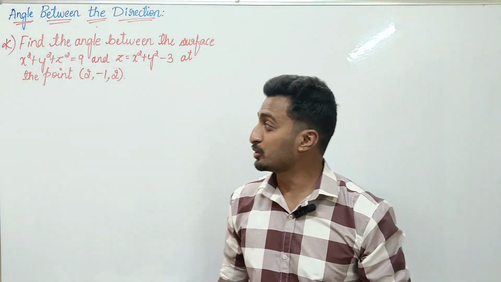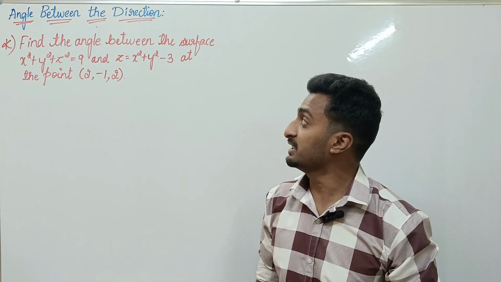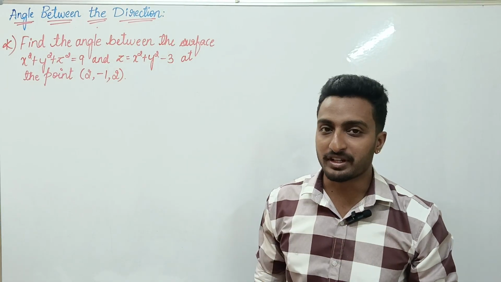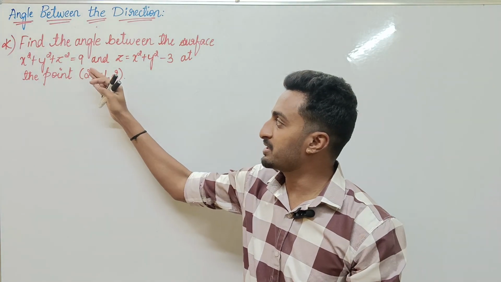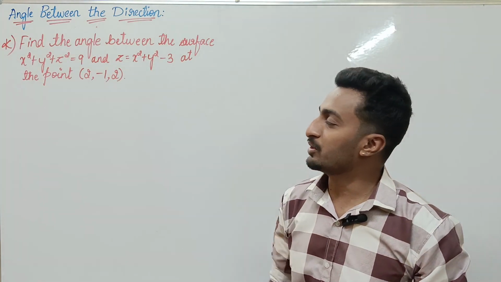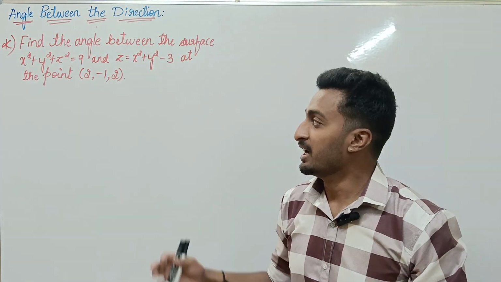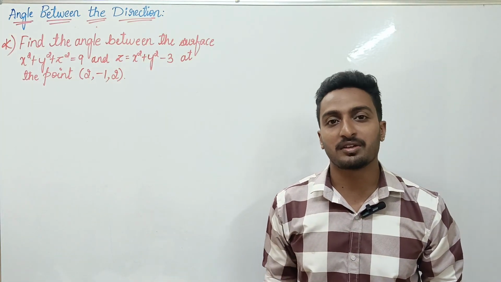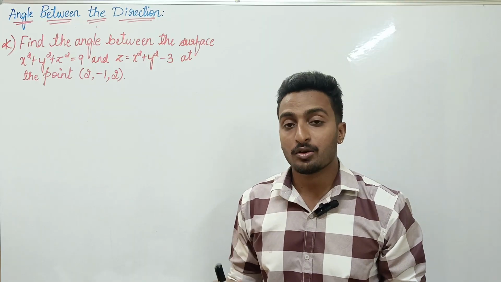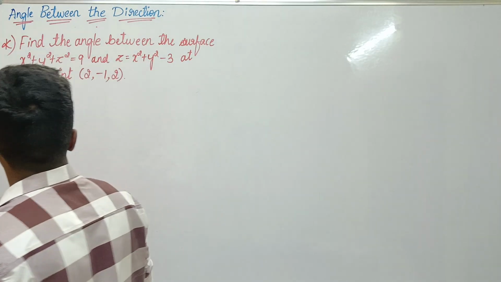Today, let us learn how to solve the problem on the angle between the direction of the given surfaces with respect to two sets of functions. That is, x square plus y square plus z square equal to 9 and z equal to x square plus y square minus 3 at the point 2 comma minus 1 comma 2. How to reduce and how to simplify? Now let us find the angle between the direction of the surfaces.